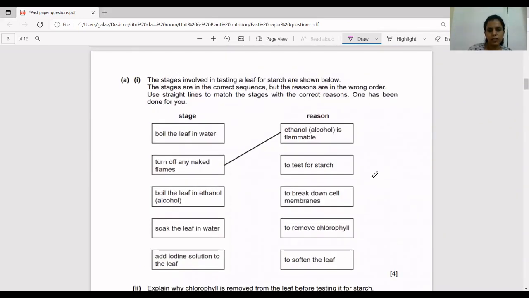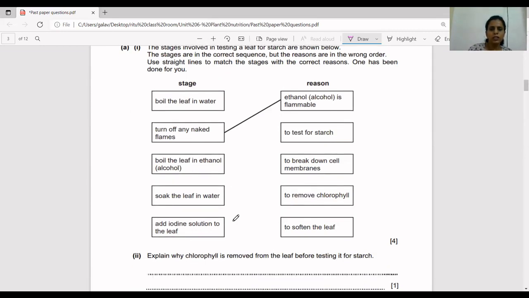Now the first question which they have asked is, the stages involved in testing a leaf for starch are shown below. The stages are in correct sequence, but the reasons are in wrong order. So these stages for testing of starch are given here, and the stages are in correct order, but the reasons which have been given for these stages are in wrong order. So you have to use straight lines to match the stages with the correct reasons. One has been done for you.